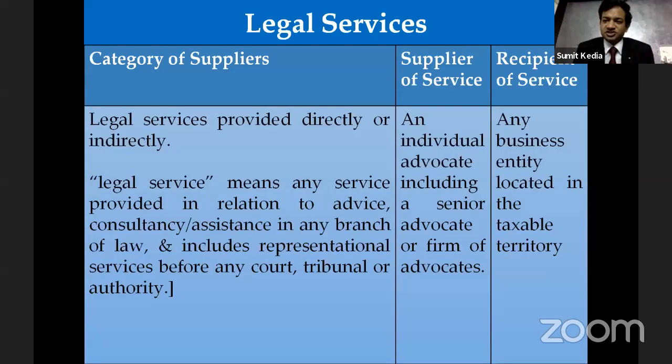Coming to the next service, which is legal service. In case of legal service, it says legal services provided directly or indirectly by an advocate, an individual advocate, including a senior advocate, or a firm of advocates. In that case, if the recipient is any business entity located in the taxable territory, then the recipient will be liable to pay GST under reverse charge. The recipient is any business entity. First, you have to see whether the transaction is taxable. If yes, and covered under this, the recipient will be liable to pay GST under reverse charge.